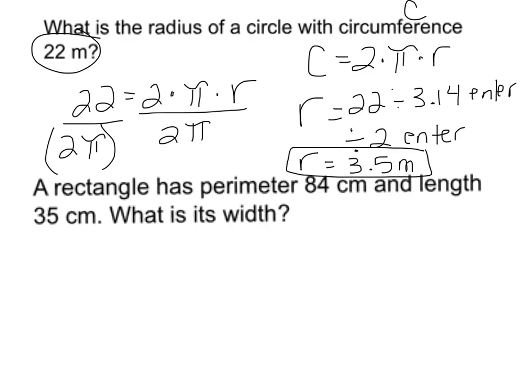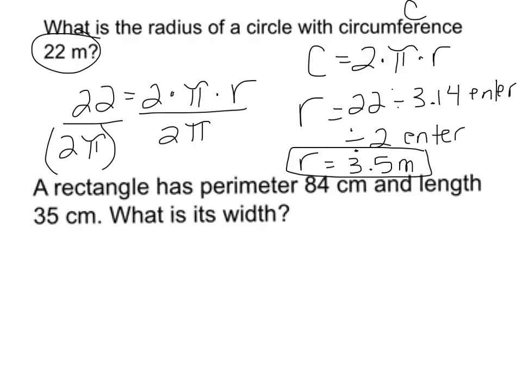So what I would do is actually try and plug this into your calculator, make sure you are doing it correctly, because otherwise you just want to make sure you can get the right answer in your calculator. You can also use the pi button on your calculator, which I will show you later if you don't know where it is already. Okay, a rectangle has a perimeter of 84 centimeters and a length of 35 centimeters.